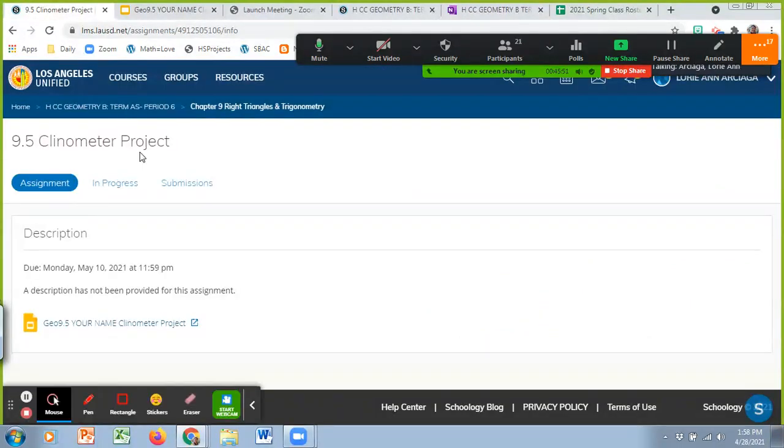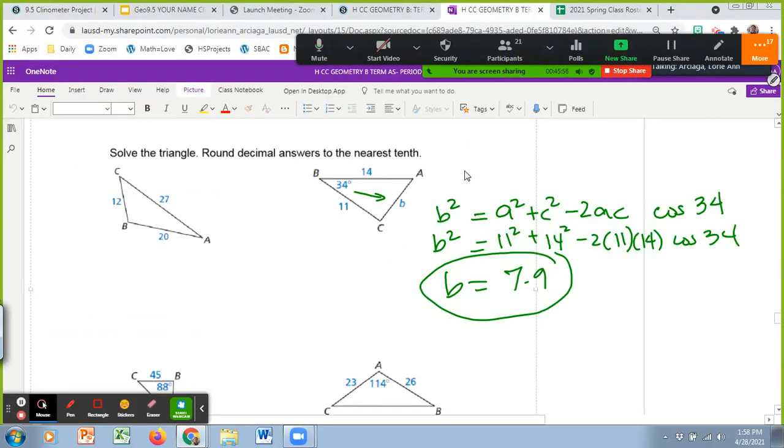Would we be able to use law of sines for that? Let me see. Remember, you use law of sines if the angle and the side across from it are given, because they go together in the fraction. So b over sine 34 equals 11 over sine of angle A. So it doesn't work. It's a bummer. But after this, then you can use law of sines.